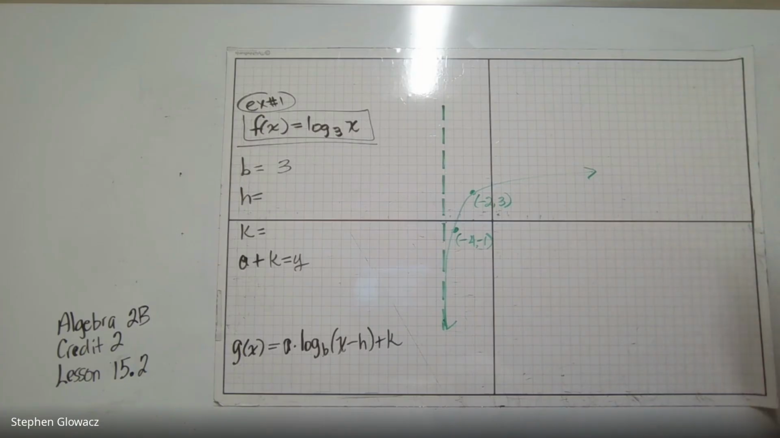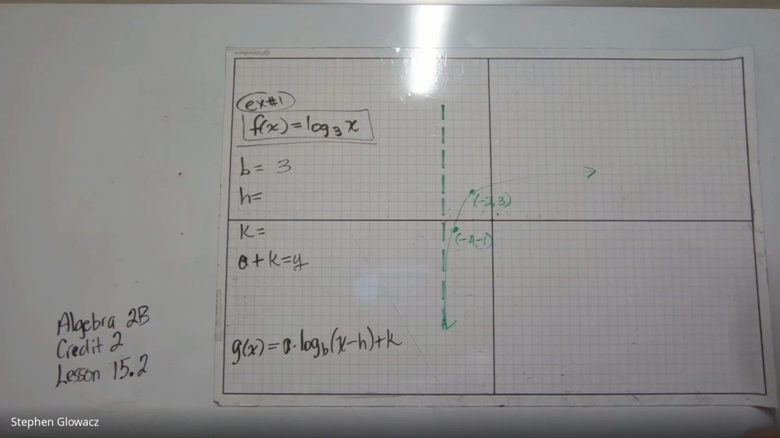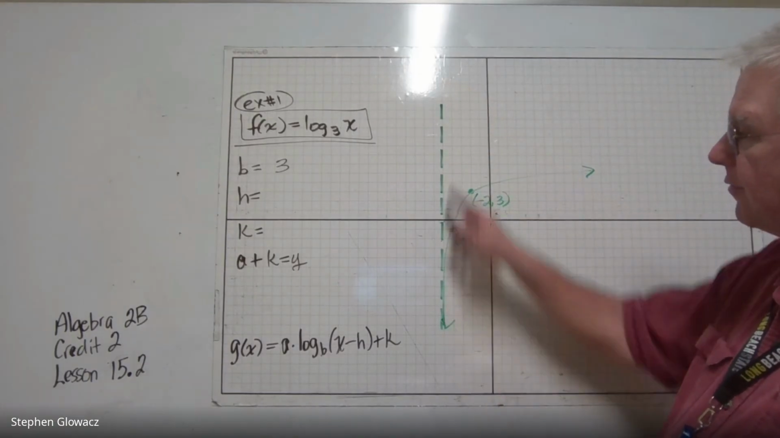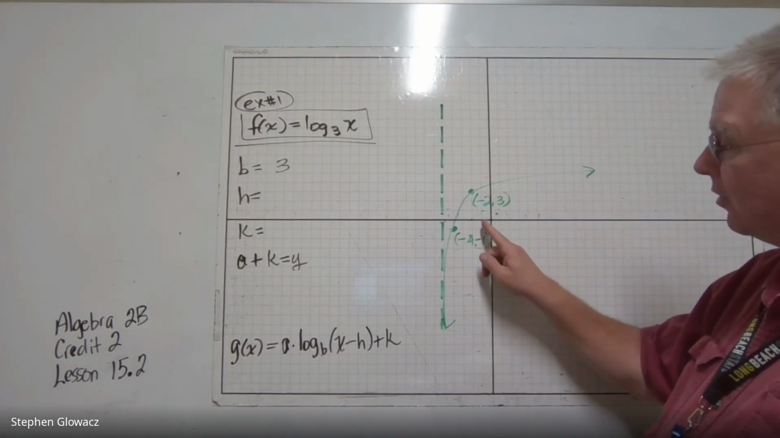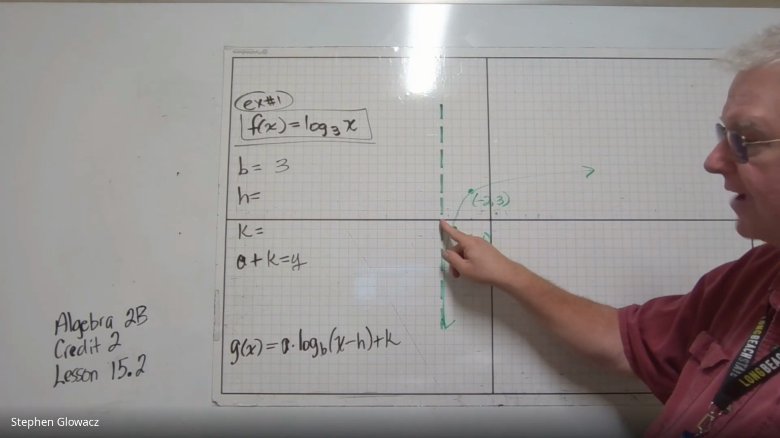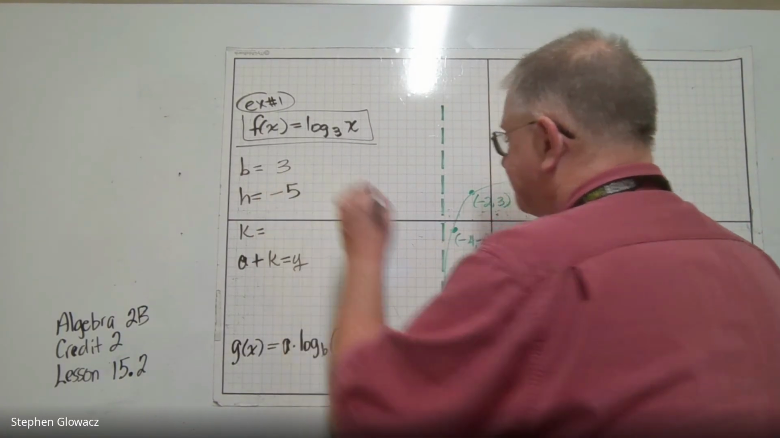Now here's our graph of our logarithmic function, and we're given 2 reference points with it. But h comes from the asymptote. And so it looks like the asymptote is going through 1, 2, 3, 4, -5 on the x-axis. So h would be -5.